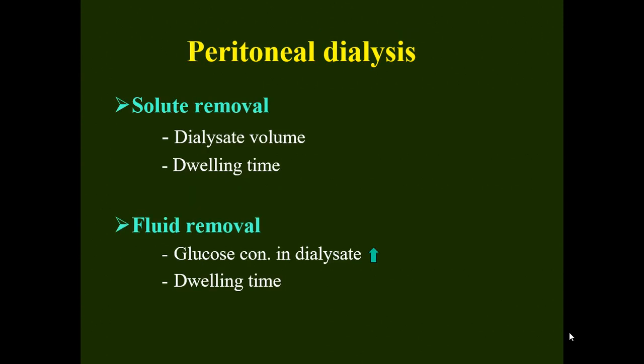So if you want to target solute removal, you will have to increase the dialysate volume, and you have to increase the dwelling time. So it gives more time for solutes to cross the membrane, and the membrane here is peritoneum. And if you want to do the fluid removal, there should be increased concentration of glucose in the dialysate, and dwelling time should be less. Less because once the fluid has come back, it gets diluted, and then if the concentration is not adequate, it can go back again. So shorter dwell time compared to solute removal.